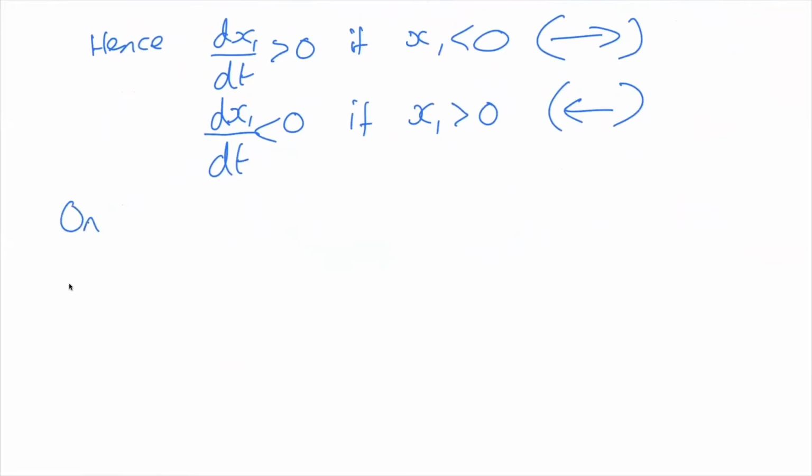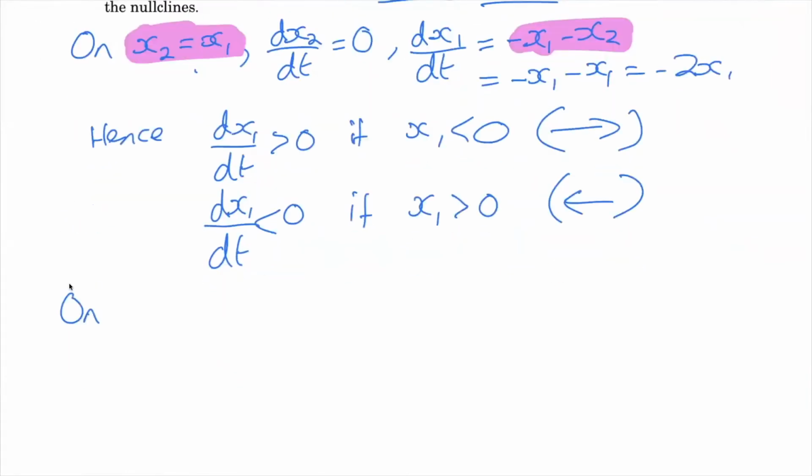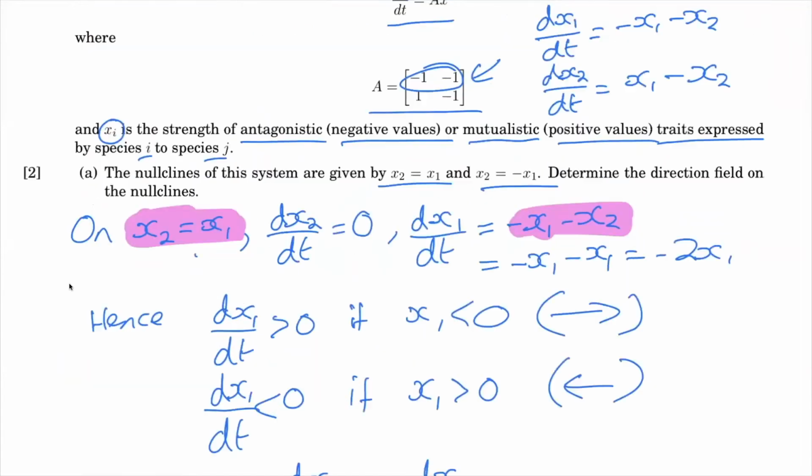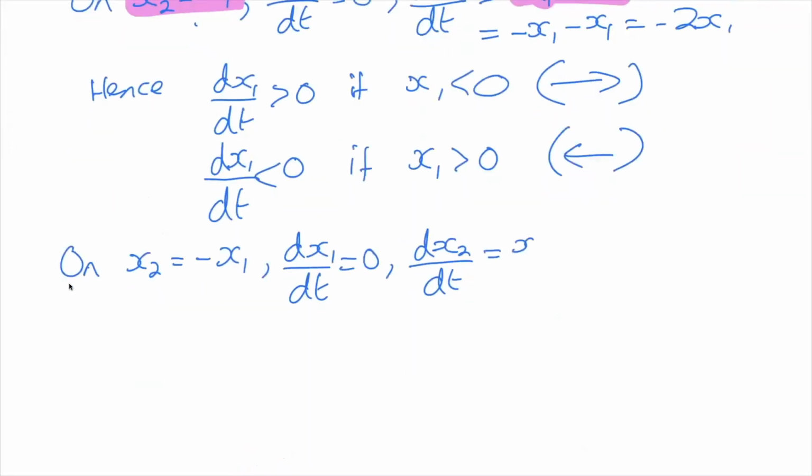Okay, now let's consider the other null line. So this is x2 is equal to minus x1. And on this null line, dx1/dt is going to equal 0. So we're not moving left or right. We are moving up or down. So we need to look at our equation for dx2/dt. So this is x1 minus x2. And we need to substitute this into here.